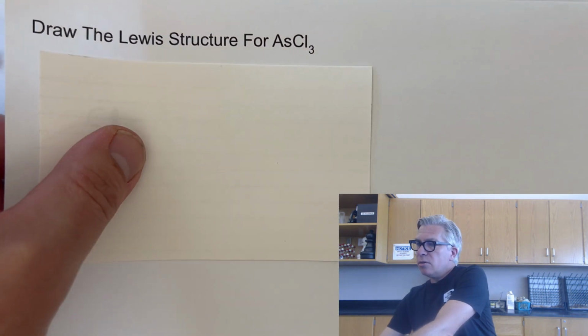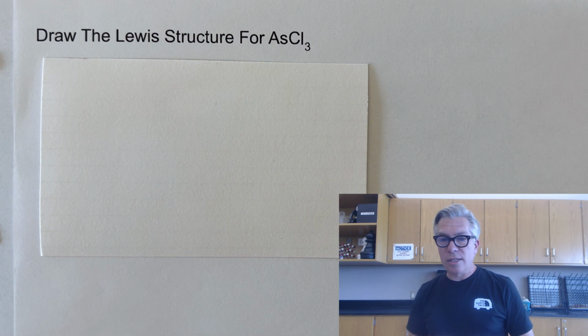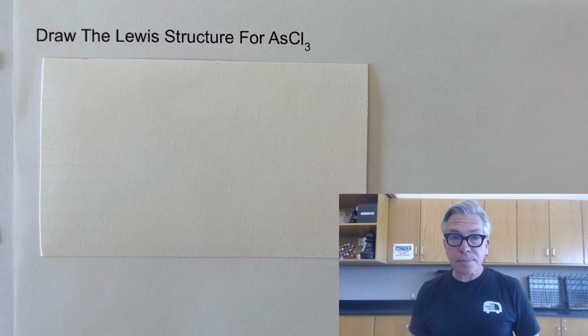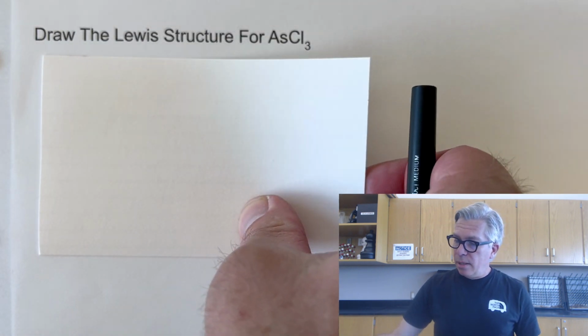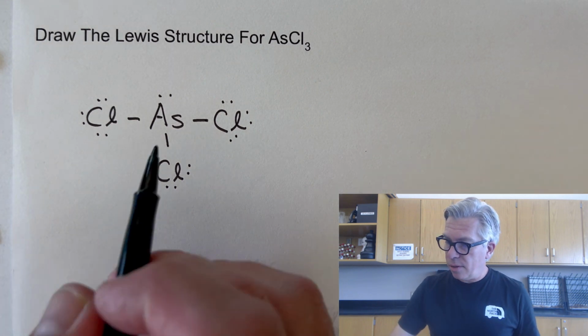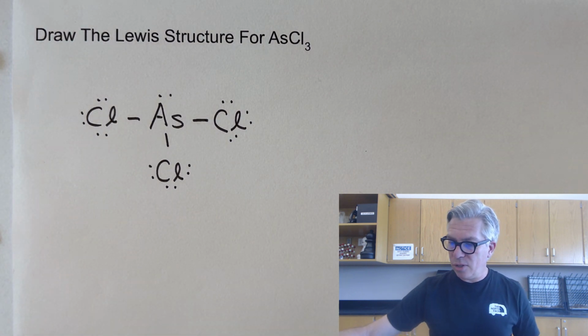Okay, so now it's time for you to try one. Cover it up real quick. Take a moment, if you'd like, and pause the video and draw the Lewis structure for arsenic trichloride, AsCl3. Great. And if you came up with a Lewis structure that looks like that, with 3 bonds to the 3 chlorines and then an extra pair of electrons on the arsenic, then congratulations, that is a valid Lewis structure. So that's great.